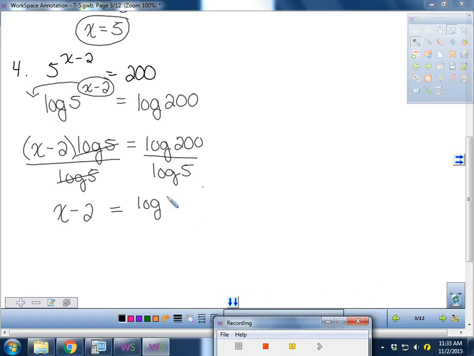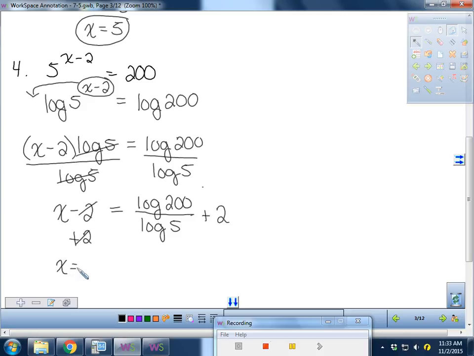All right. Now, I would tell you to go ahead and divide these, but don't do that. Okay. So you got log 200 divided by log 5. We don't want to do anything until the very end, and then we'll put it all in at the same time. Okay. So now, all I have left is to get rid of this minus 2, so I will add 2. So I get x equals log 200 divided by log 5 plus 2.